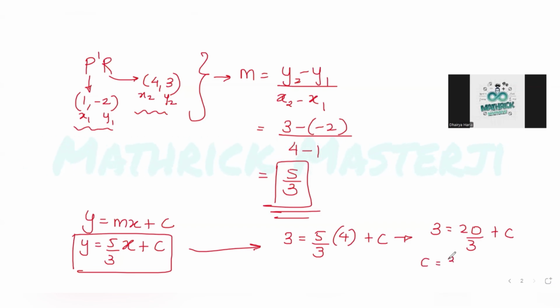So c becomes 3 minus 20 over 3. 3 times 3 is 9, so making the denominator 3, I get 9 minus 20, which is minus 11 over 3. So I get the equation of the line: y equals 5 over 3 x minus 11 over 3.